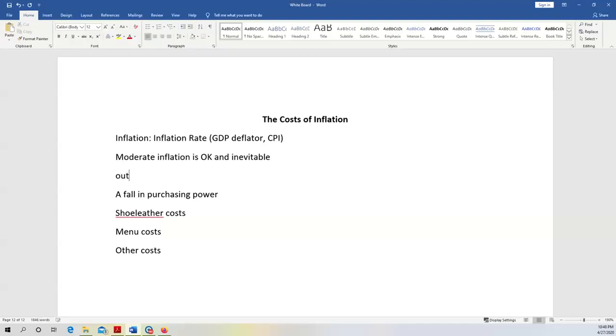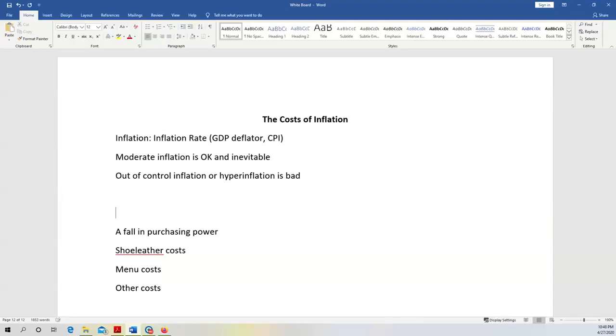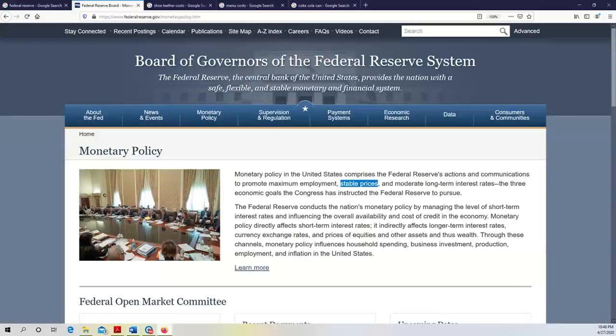But out of control inflation or hyperinflation is bad in general. So central banks, in the United States the Federal Reserve System, right, set monetary policies. One major goal is to ensure stable prices, because the central bank wants to set the monetary policy to avoid out of control inflation or hyperinflation. That means over a short period of time, right, prices are rising super quickly.